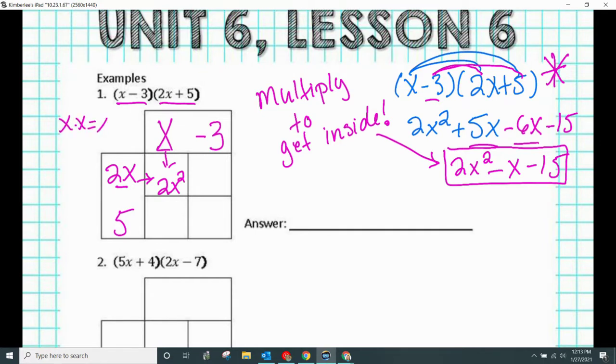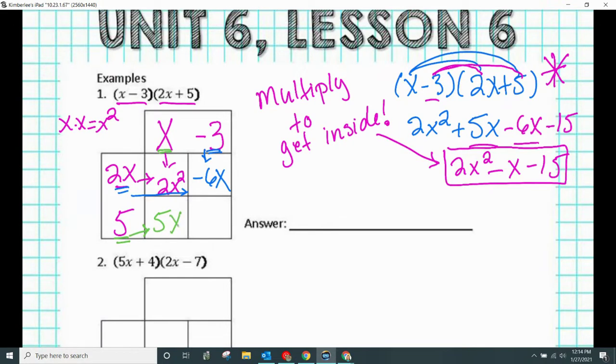Okay, so now I'm going to multiply, let me grab a different color, the 2x times the negative 3, and I'm going to put it in this box. This is going to look a little messy. I'm going to put it in this box right here. So 2x times negative 3. Well, 2 times negative 3 is negative 6, and there's an x. Now, I'm going to multiply the 5 and the x, and it's going to go in this box right here. Well, 5 times x is 5x.